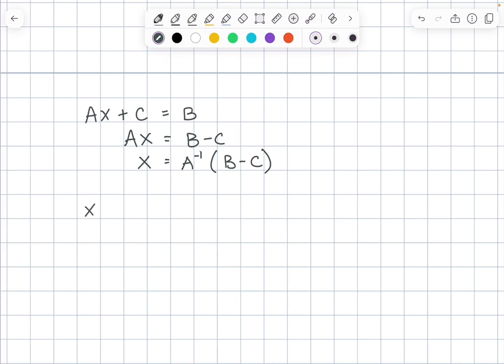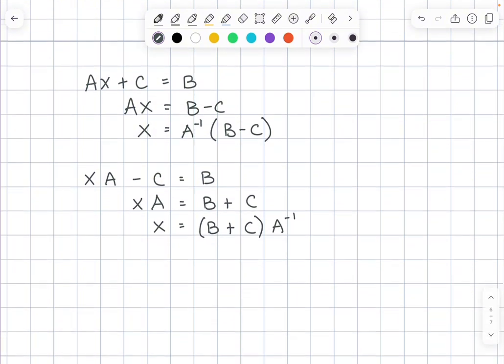What if I had X times A minus C equals B? We have to remove that C first. We're going to do that by adding. And then we're going to remove that A by doing the inverse of A. It will disappear from the left, but it will appear on the right, and we have to place it on the right. And that's it.